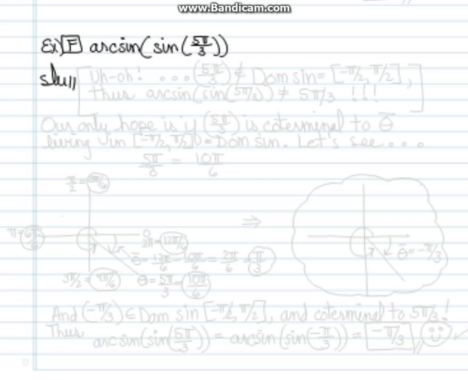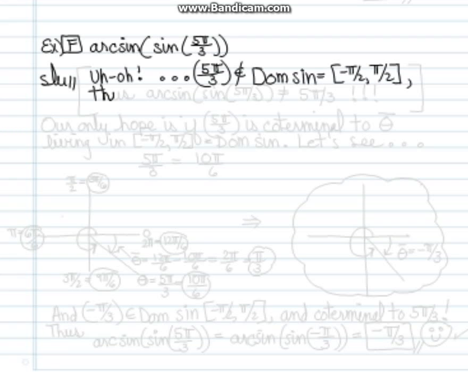to see if the inner function, if the 5 pi over 3 is in the domain of the inner function. And let's see if that works for us, because if it does, we're in good shape. If it doesn't, we are in trouble. Uh-oh. 5 pi over 3 is not an element of the domain of the inner function sine, because that domain is negative pi over 2 to pi over 2.